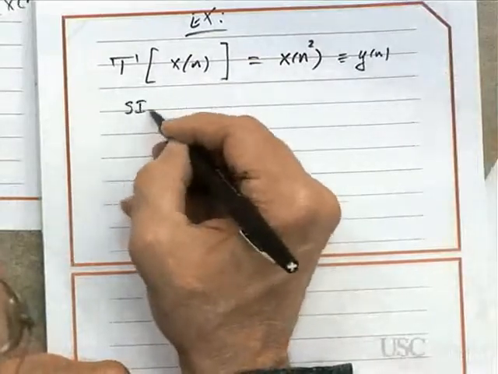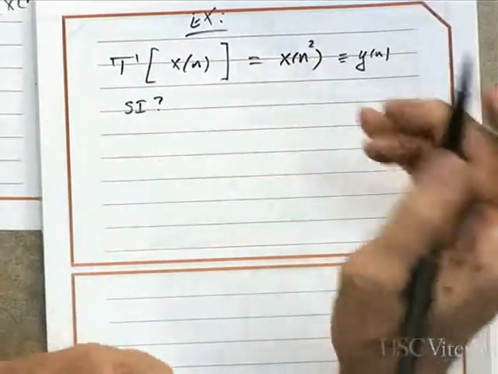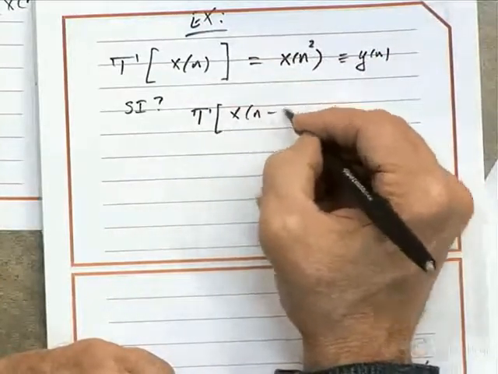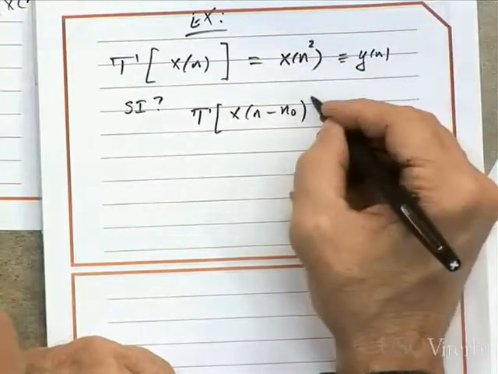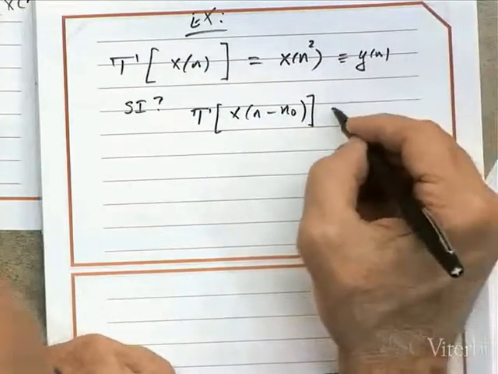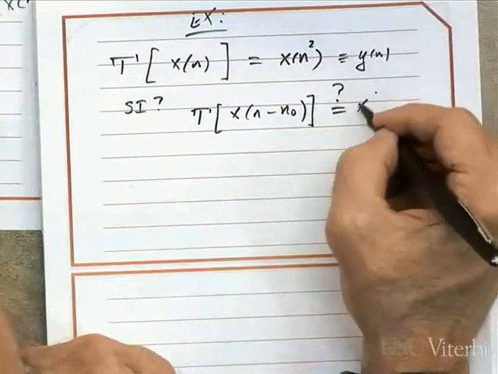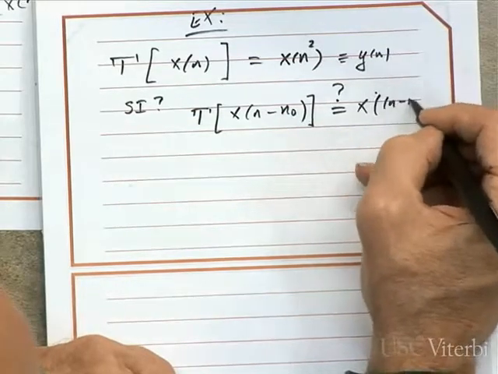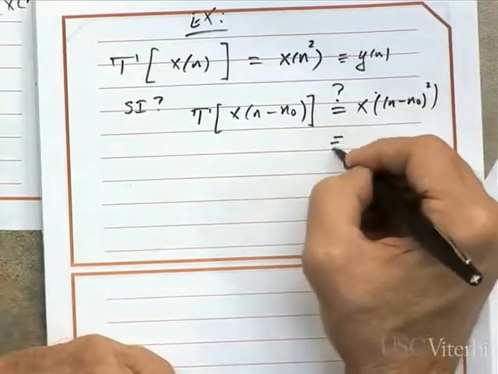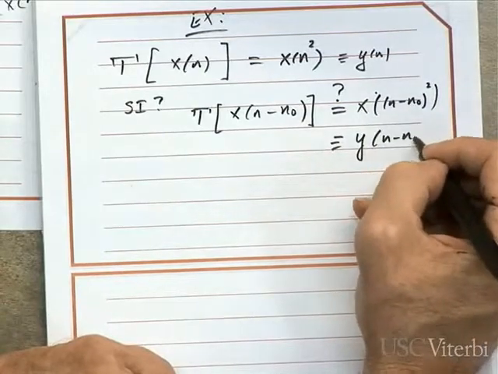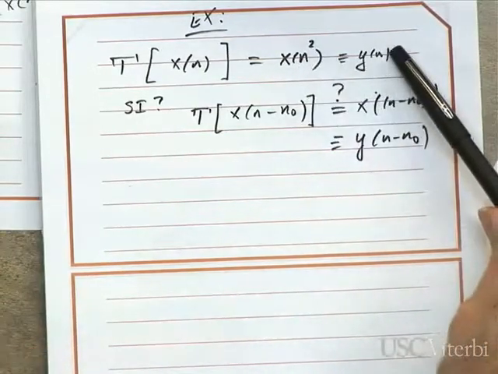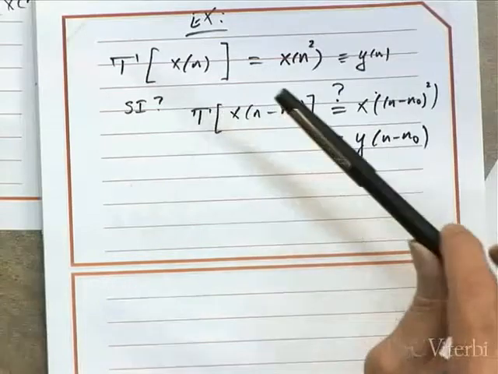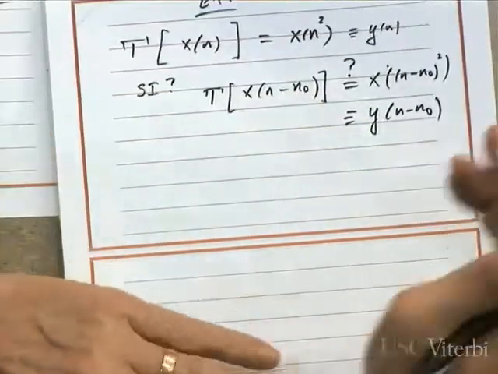So my question is, is it shift invariant? That's a good question. Well, let's take a look, and I'll show you a trick for analyzing this type of system. My question is, does this equal x of n minus n naught squared, which would be, by the way, y of n minus n naught? Y of n is this, so if I replace n with n minus n naught, that's y of n minus n naught. Would that be equal to T of x of n minus n naught? A little bit different than before.